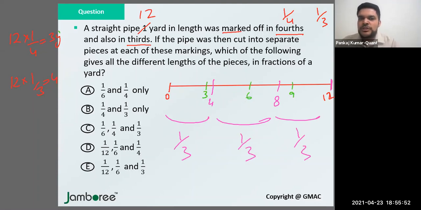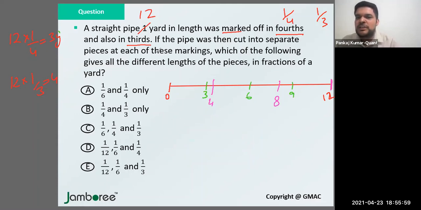So yes, it's absolutely working now. But this is more convenient. It's not a shortcut, it's convenient. Instead of taking 1 yard, we took 12 yards. How is it getting convenient? Because now, if you see the question further, if the pipe was then cut into separate pieces at each of these markings, we have to cut the pipe from here, and from here, at these markings. Now the question is, which of the following gives all the different lengths of the pieces?